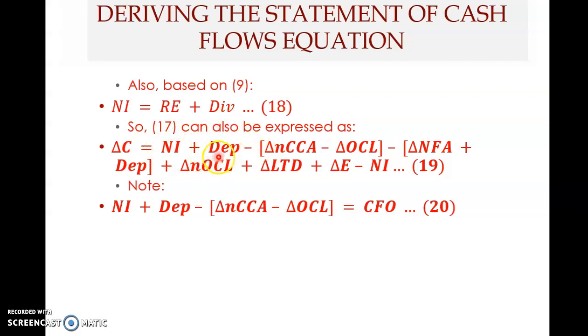This, and this item. Yeah, so you can find it here. Net income plus depreciation minus change in non-cash current assets minus change in operating current liabilities. So this is equal to CFO. Remember, this is not the same as OCF, operating cash flow. Here, the concept is similar, but they are not the same.